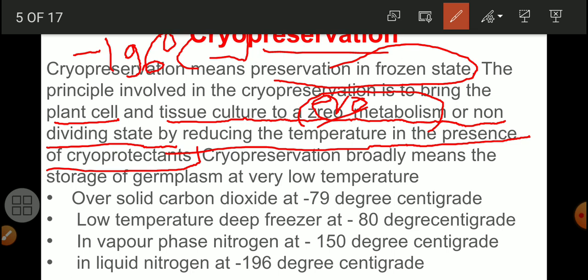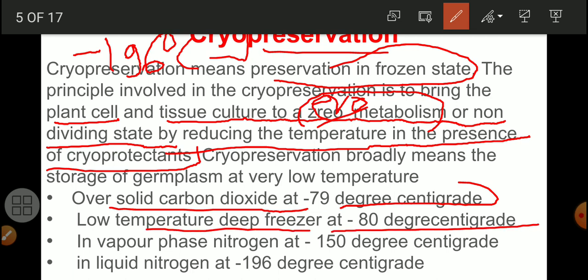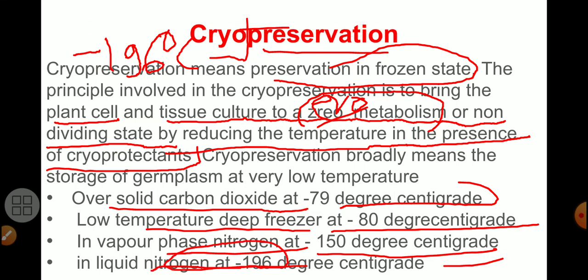So the various temperatures are there. Broadly, we can use solid carbon dioxide, where minus 79 degrees centigrade is developed. A low temperature deep freezer at minus 80 degrees centigrade. In vapor phase nitrogen at minus 196 degrees centigrade, and in liquid nitrogen minus 196 degree temperature is there.